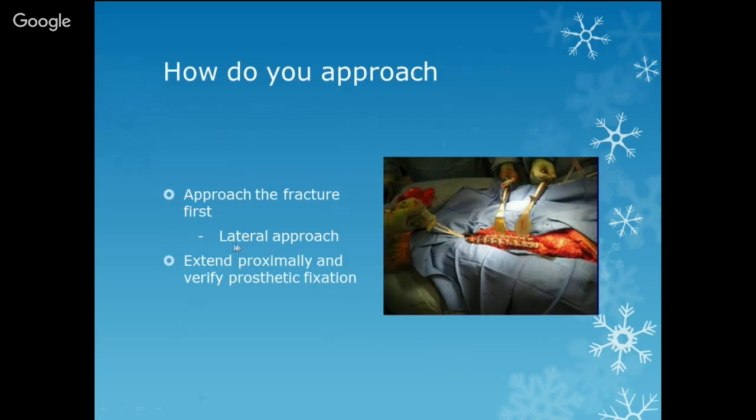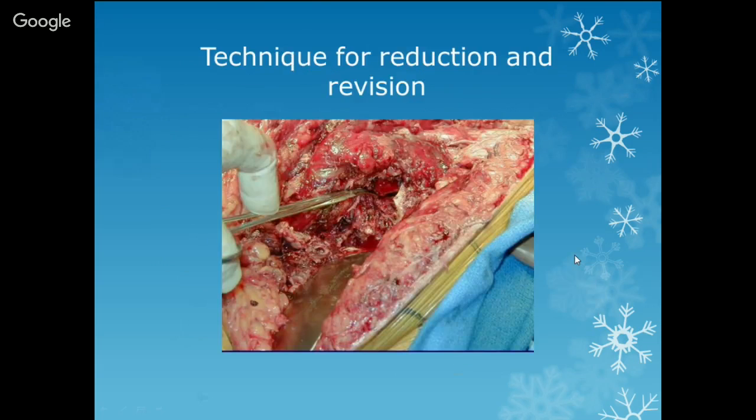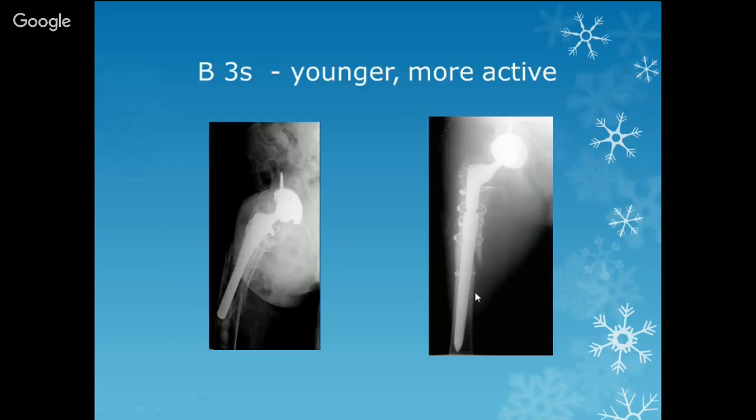How do we approach it? We use an extensive lateral approach, extended proximally to verify the prosthetic fixation. You have to extend it proximally, so that we can see the hip joint and see whether the prosthesis is stable or not. Technique of reduction: these are 2 fragments and we have to reduce them. Then we reduce it and fix this over an allograft.